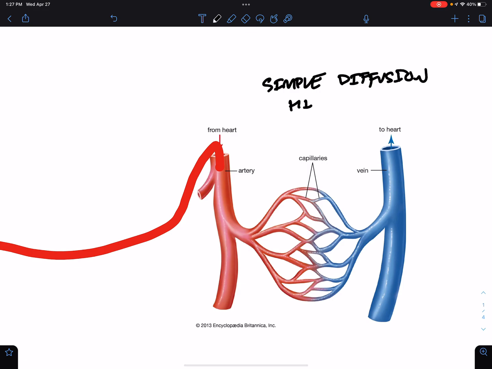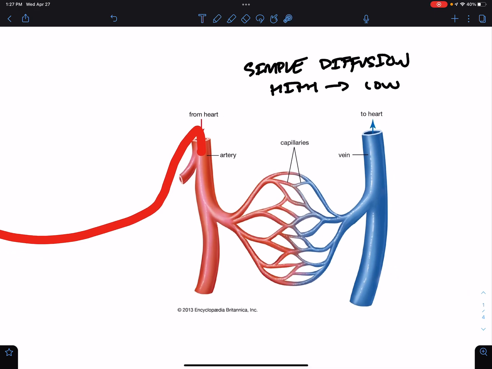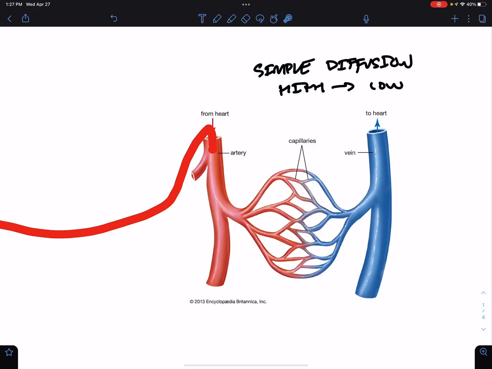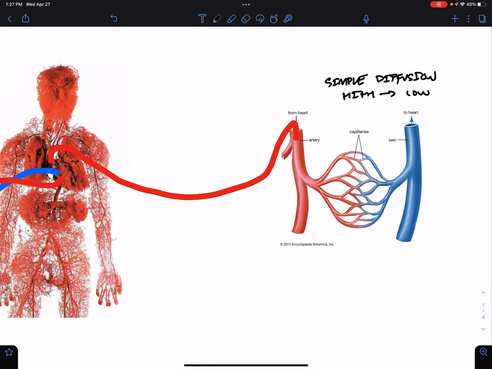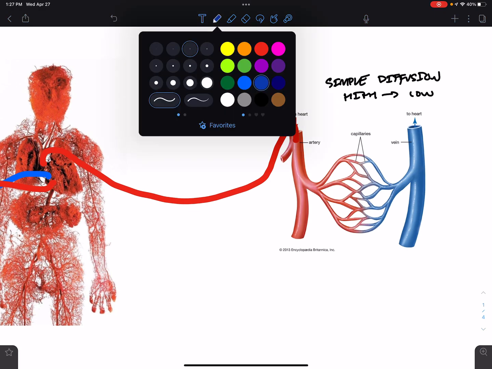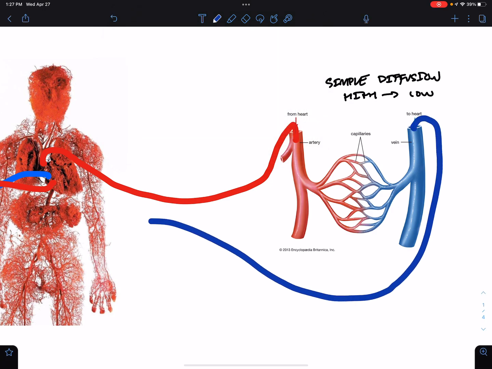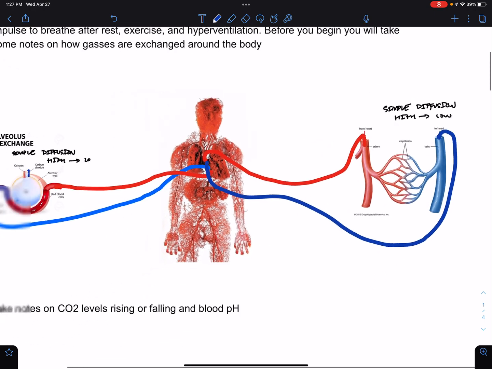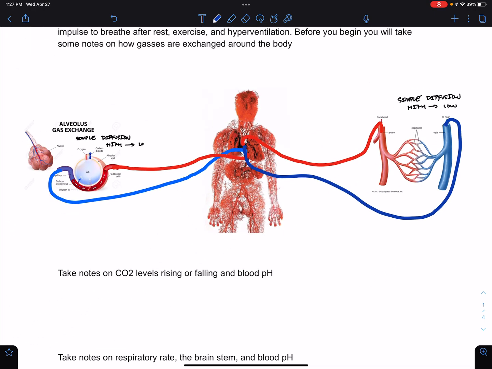From an area of high concentration to low, but now the concentrations have been reversed. So oxygen is now high in the blood and low in the tissue, so it diffuses out of the blood into the tissue. And CO2 is high in the tissue and low in the blood, so it diffuses into the blood. And then it's moved back to the heart through your veins. The superior and inferior vena cava is where that blood is going to dump back into your heart. Okay, so that's the pulmonary and the systemic loop.